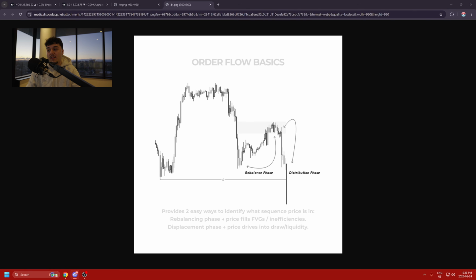So remember, price provides two easy ways to identify what sequence we're in. As you guys can see, we have a rebalance phase here. So price will essentially retrace to then distribute lower. And then we have your distribution phase, which is the phase I personally look to trade preferably every day, because you'll have more momentum, less drawdown, more efficient, clean price, right? So rebalancing phase, price fills for value gaps and efficiencies. Distribution phase or displacement phase, whatever you want to call it, price drives into draw on liquidity.